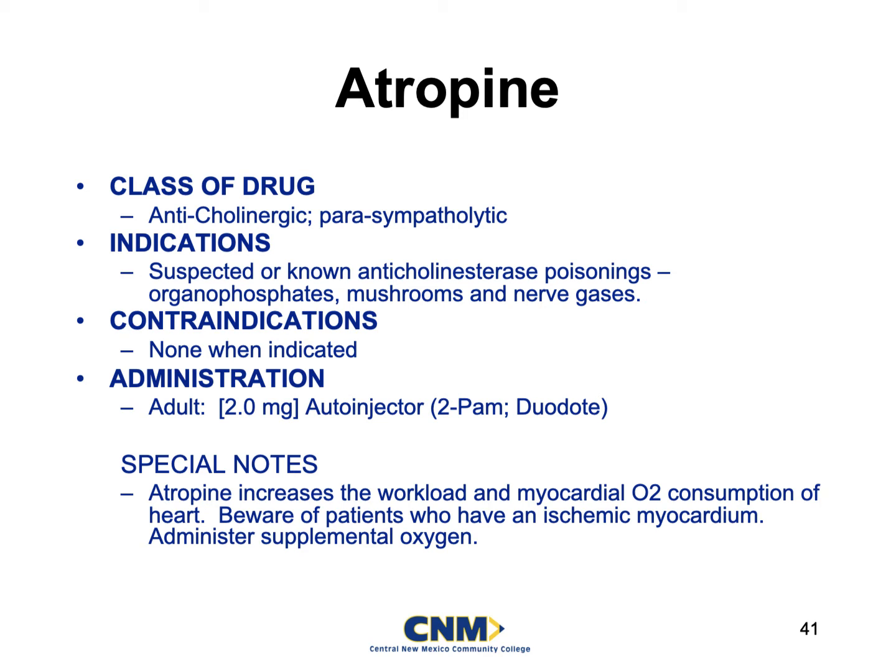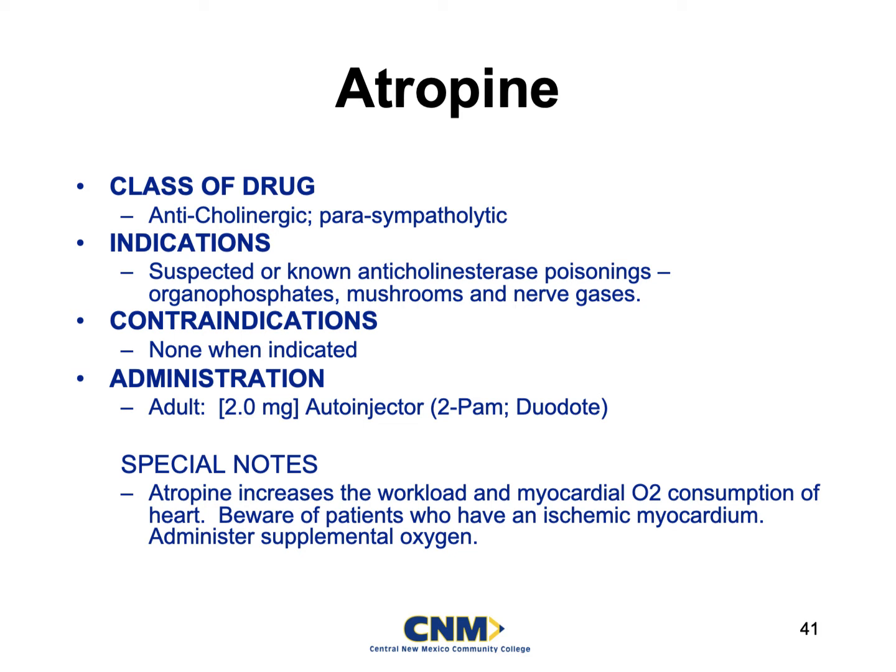The class of drug is known as an anticholinergic or a parasympatholytic. It's used for suspected anticholinesterase poisonings. Anticholinesterase poisonings are also known as organophosphates, which could be like pesticides or possibly even some fertilizers, specific types of mushrooms, wild mushrooms that grow in the wild, and any kind of nerve gas, so any kind of nerve agents like a sarin gas, a VX gas, something like that. There are no contraindications when indicated.